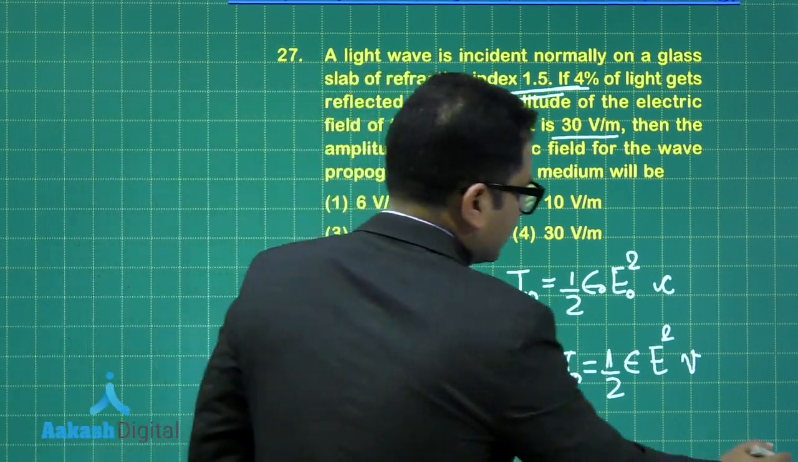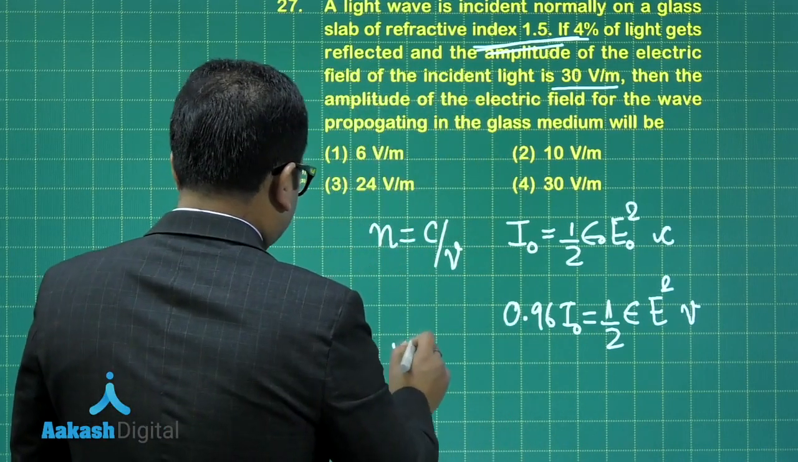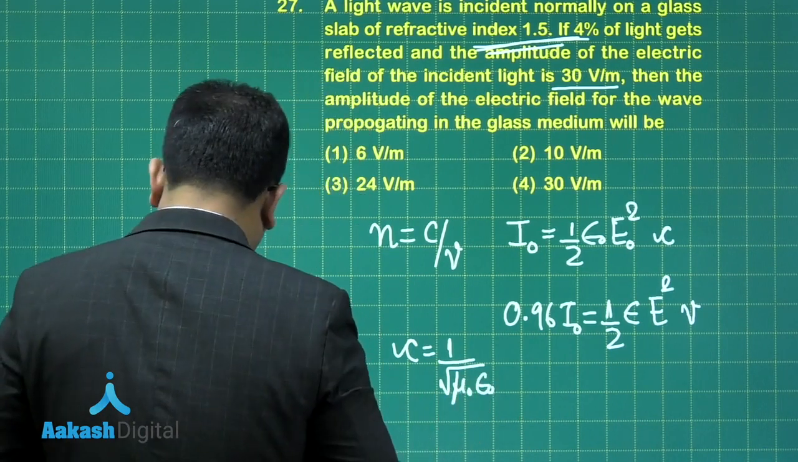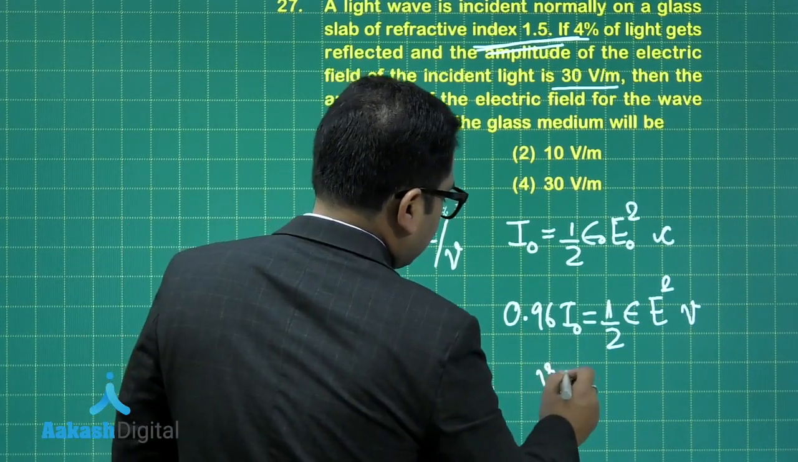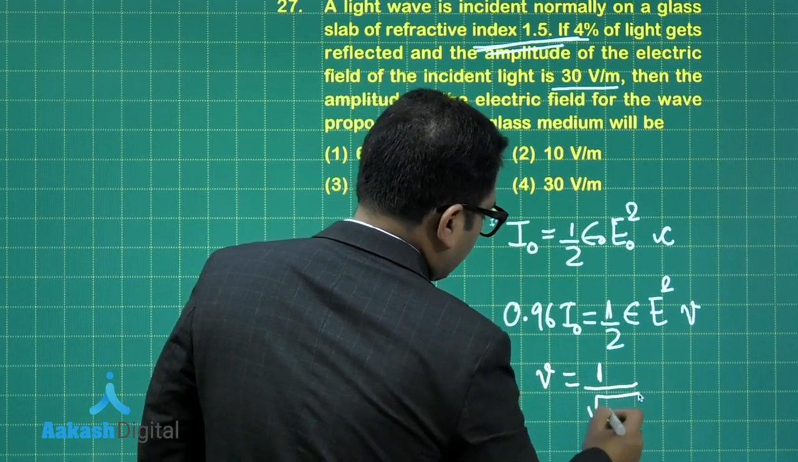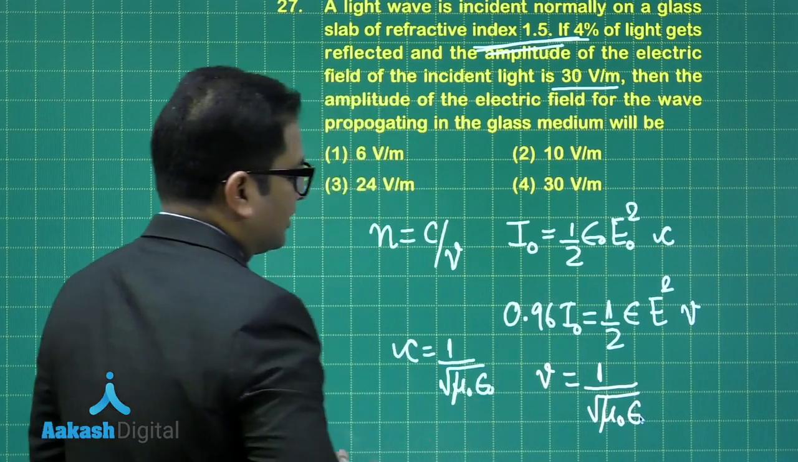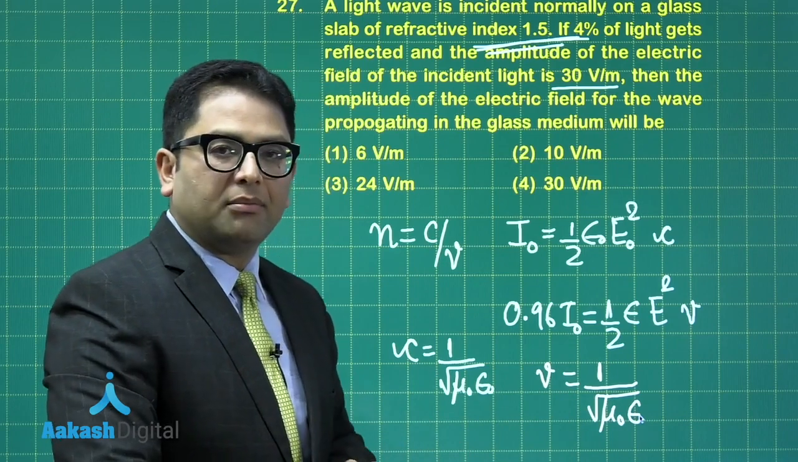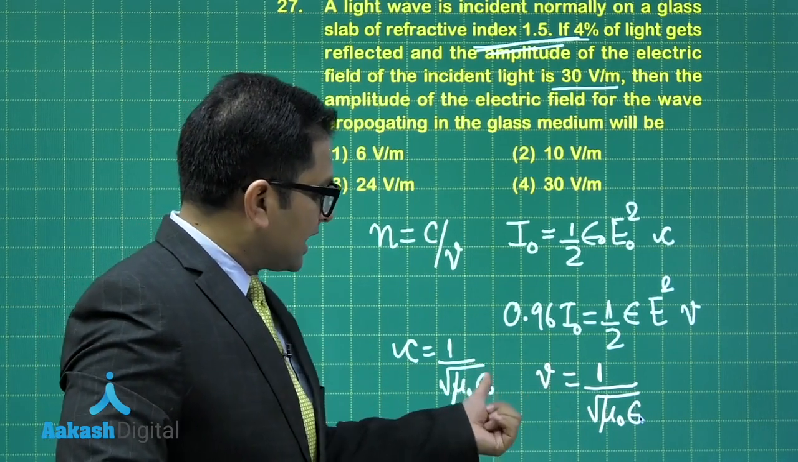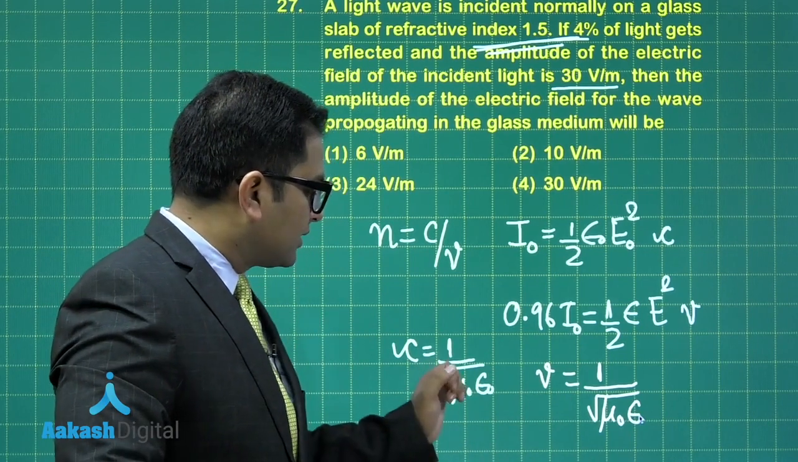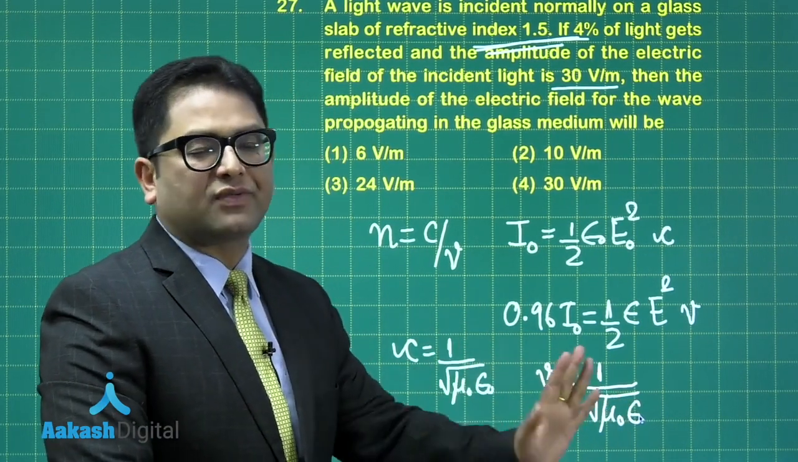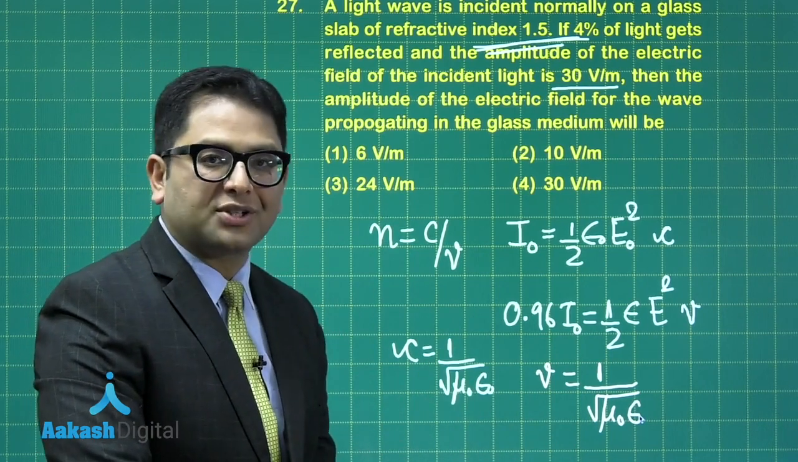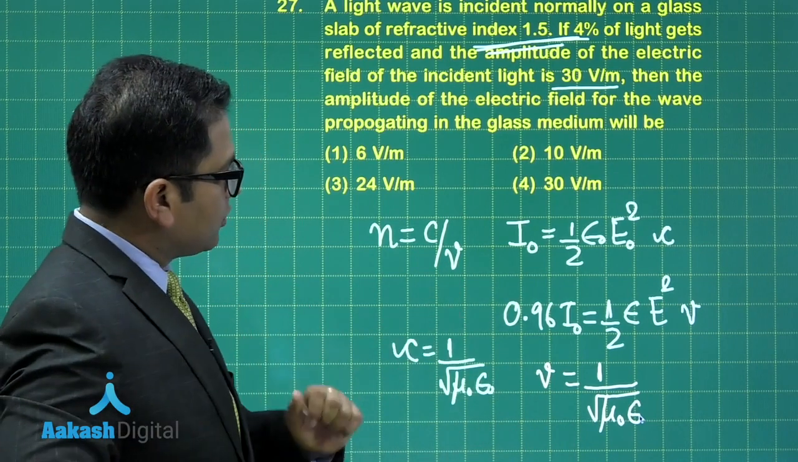And one more interesting fact. What you need to understand here is c is 1 by under root of mu naught times epsilon naught, while for V, V is 1 by under root of mu naught times epsilon. So look at the difference: speed of the wave in vacuum, speed of wave in medium. But in the medium you could see the epsilon naught has become epsilon. Why didn't the mu naught become mu? The idea is very simple. For a very transparent medium, relative permeability is almost equal to 1. So these are the cases you can do.